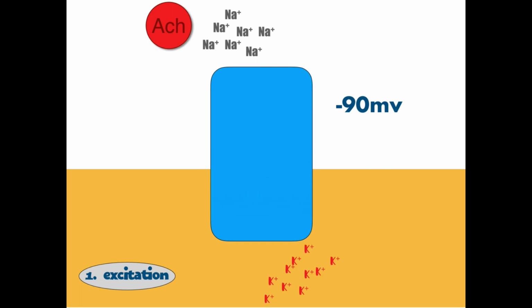So that means that the yellow portion, if you will, the sarcolemma, has a charge differential of 90 millivolts. So the orange part is more positive than the white part, the synaptic cleft, by negative 90 millivolts.